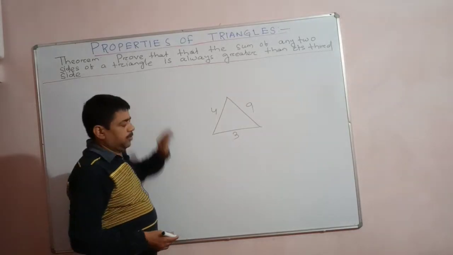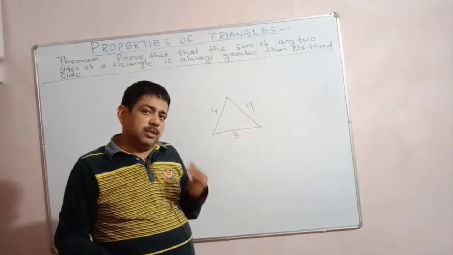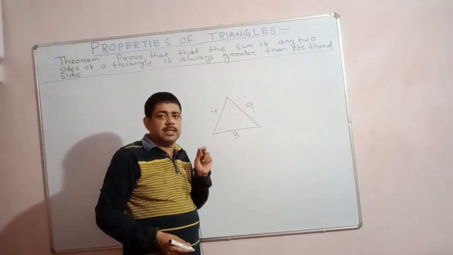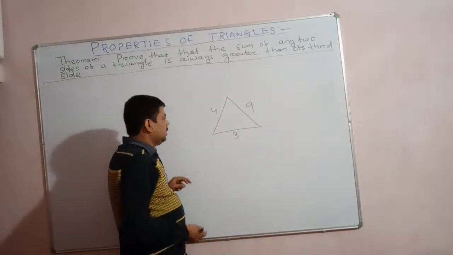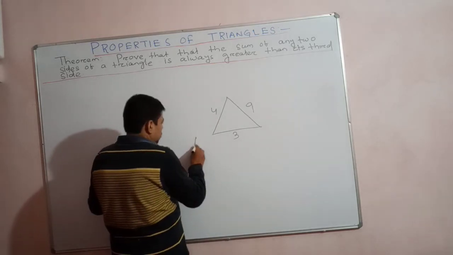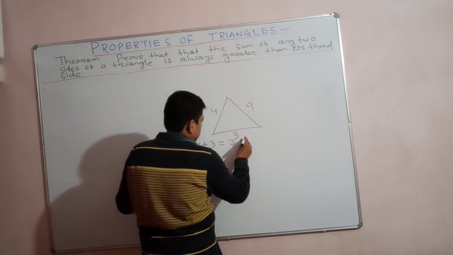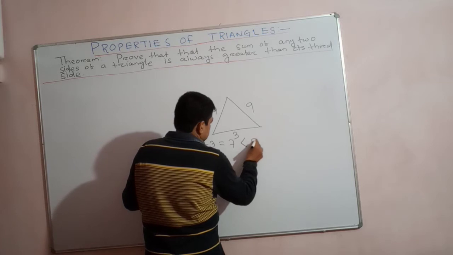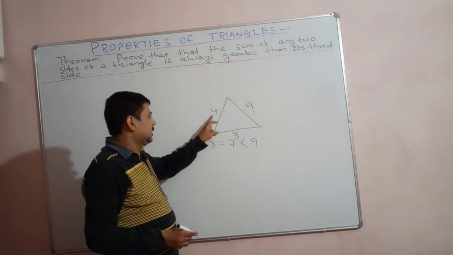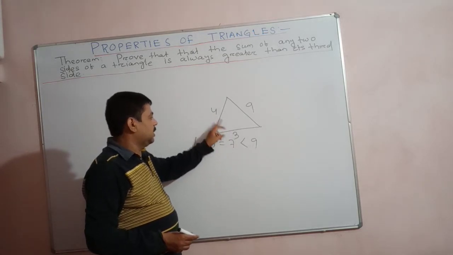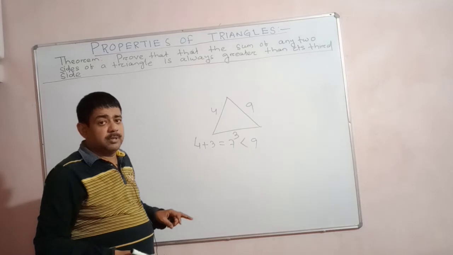What to check? Using this property, you take any two sides and add them, and if the value is greater than the third side, then it is possible to construct such a triangle with the given sides. But you see here, 4 plus 3 is equal to 7, and 7 is less than 9. It fails. It is not possible to construct such a triangle.